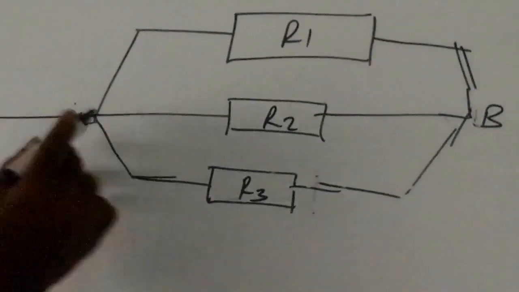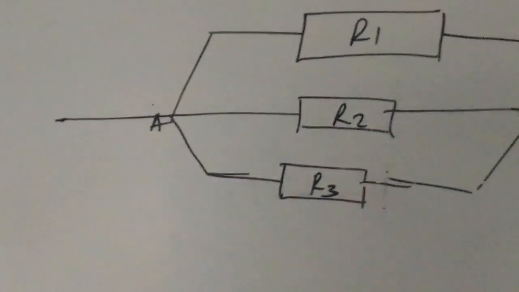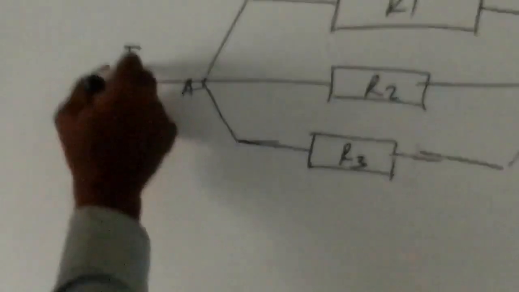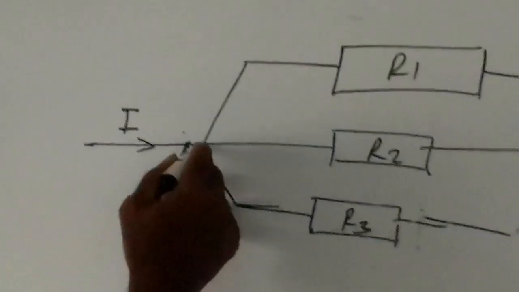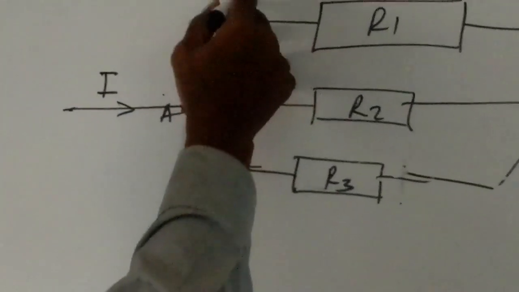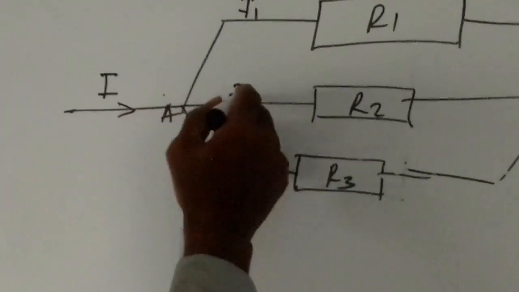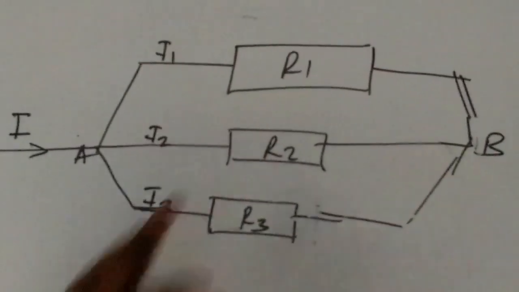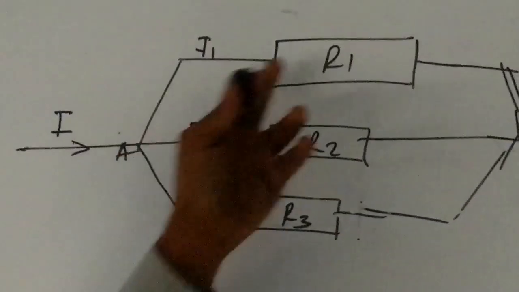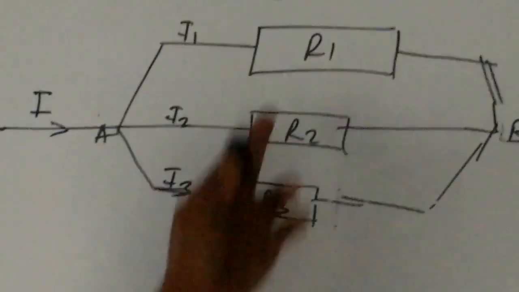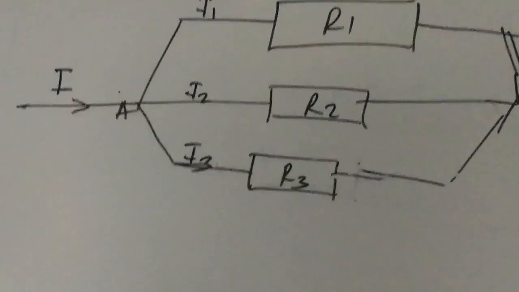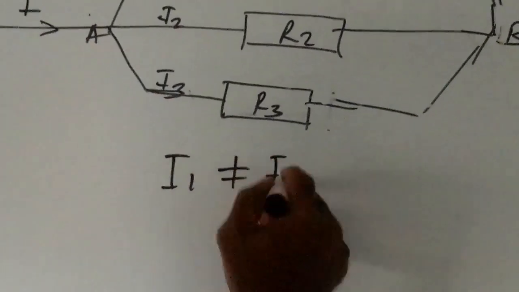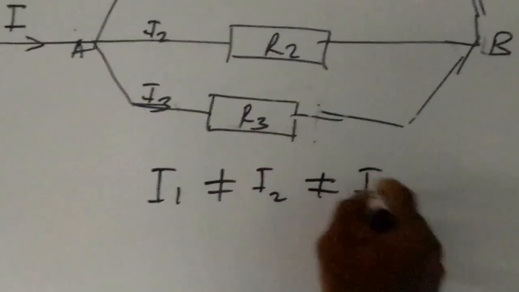Will the same current flow through each of them? The answer is no. Let's assume that this is the current coming out from the battery. At this junction, the current will break into paths I1, I2, and I3. So when the resistors are connected in parallel, the same current will not flow through each of them, except if the resistors have equal resistances. That means I1 will not be equal to I2, and will not be equal to I3.